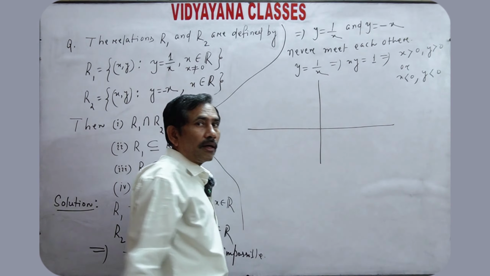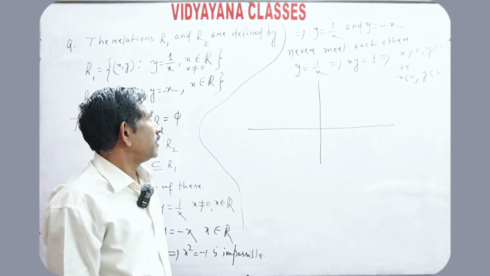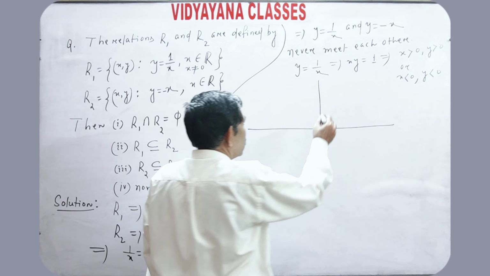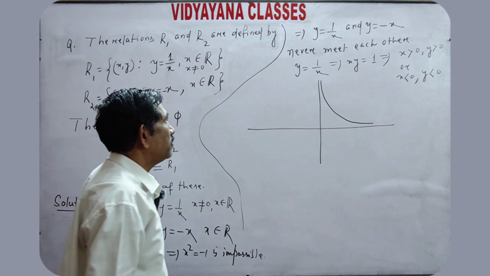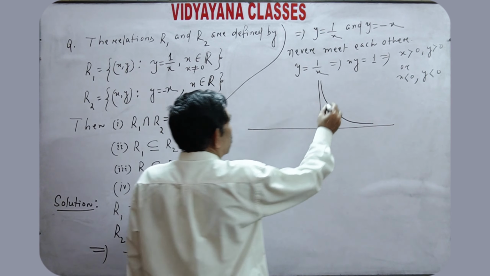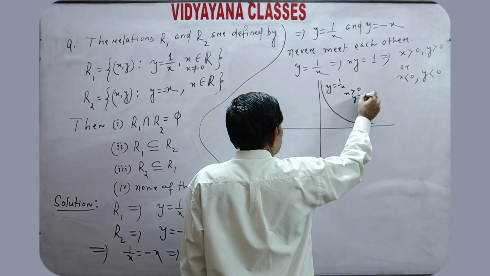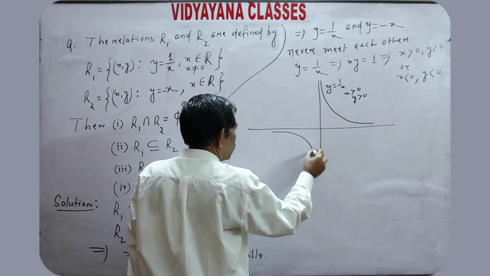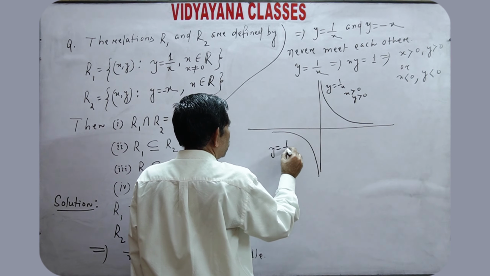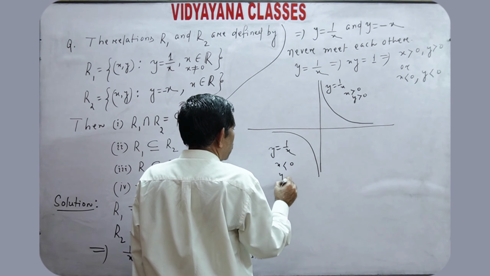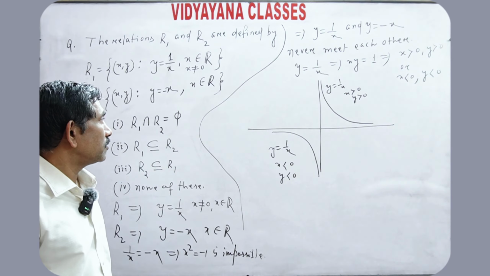x and y are inversely proportional. With increase of x, y decreases, and with decrease of x, y increases. It is the graph of the function y is equal to 1 by x for x greater than 0, y greater than 0. It is also the graph of the function y is equal to 1 by x for x less than 0, y less than 0. Clear? Okay.